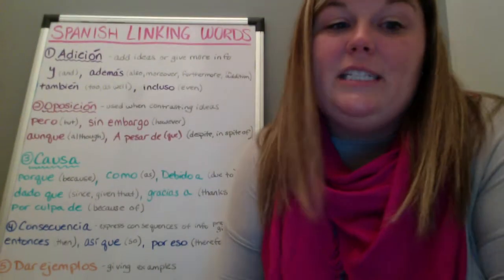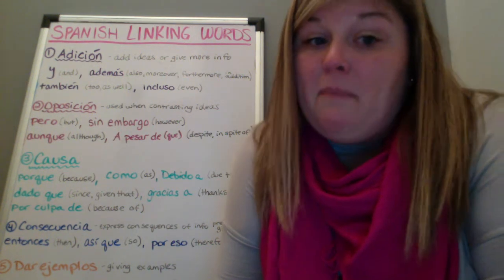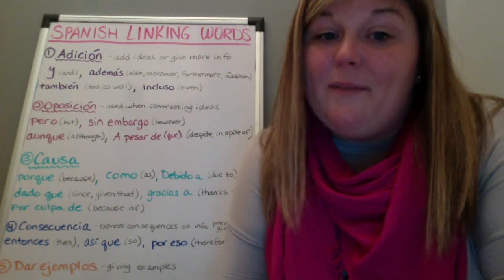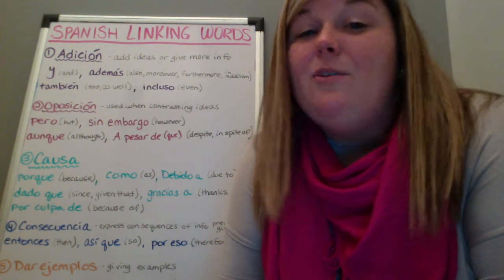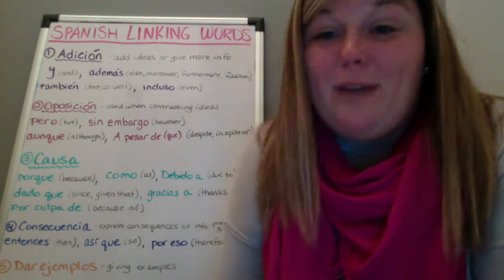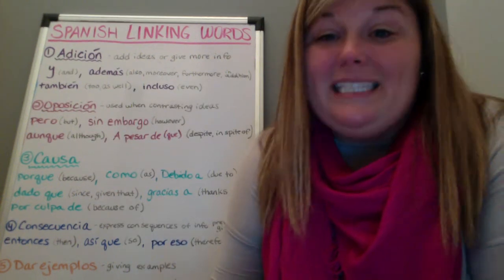So I could say, él es muy atento. Por ejemplo, le compró flores a ella como sorpresa. So this means he's always being thoughtful. For example, he bought her flowers as a surprise. So por ejemplo is for example or for instance.